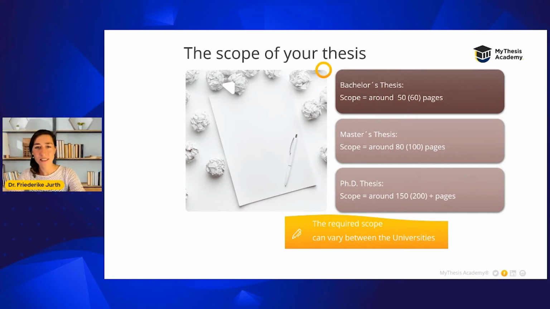A bachelor thesis has around 50 to 60 pages. The master thesis has scope from 80 to 100 pages. Some universities accept until 120 pages. And the Ph.D. thesis starts with 150 pages and goes up. The scope can vary between the universities, but it's very important to consider it when you develop your research question.